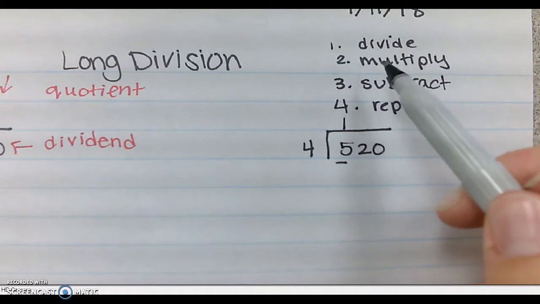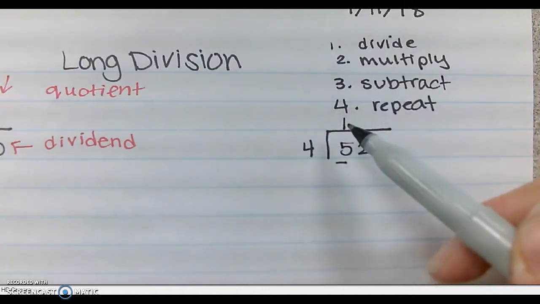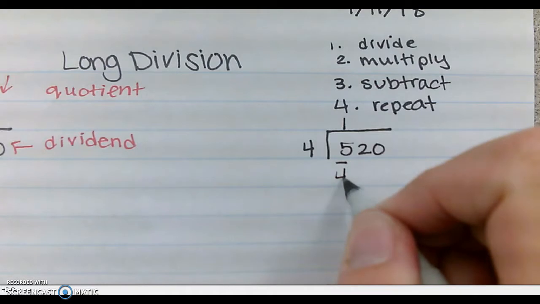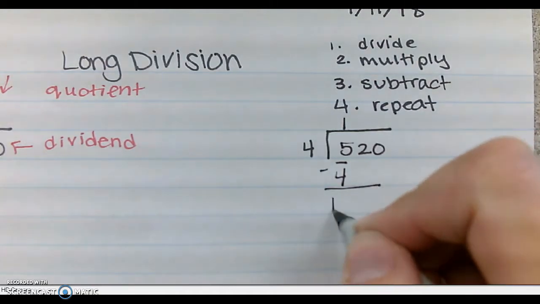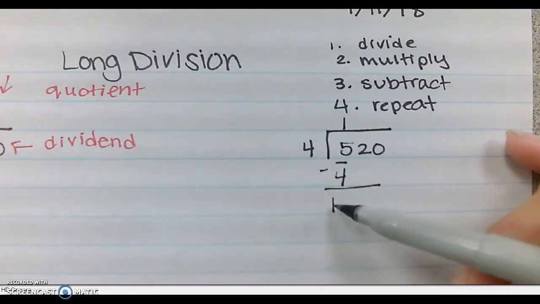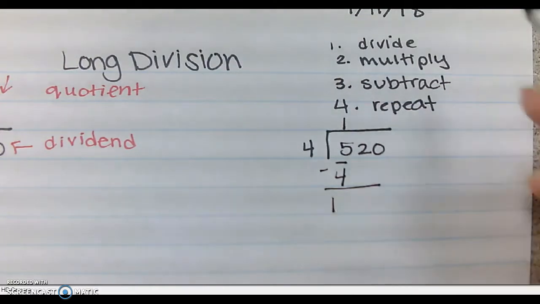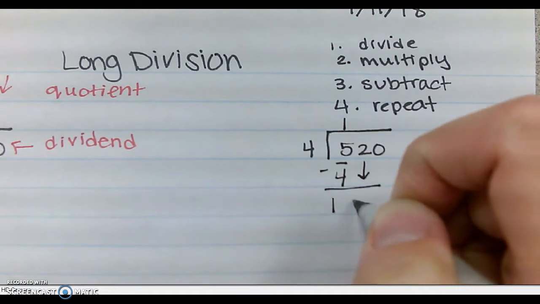Now I'm going to do step 2, multiply. 4 times 1 is 4. Subtract is my third step. 5 minus 4 is 1. 4 cannot go into 1. 1 is too small. So I have to pull down my 2.